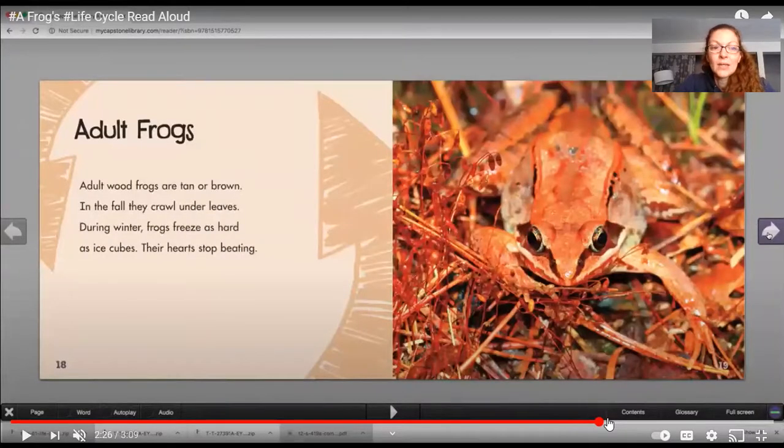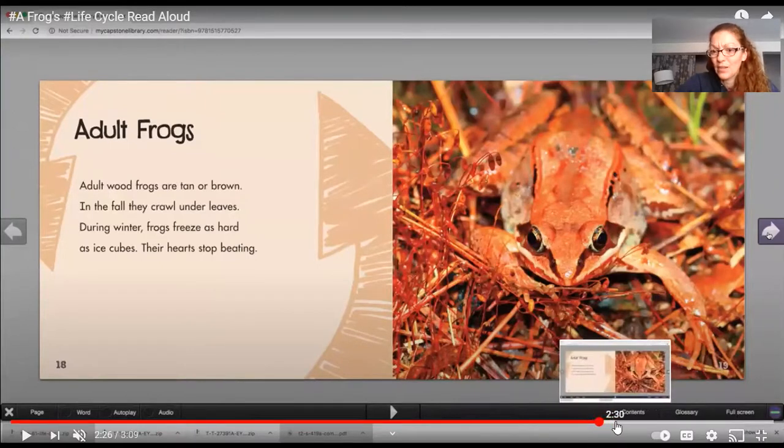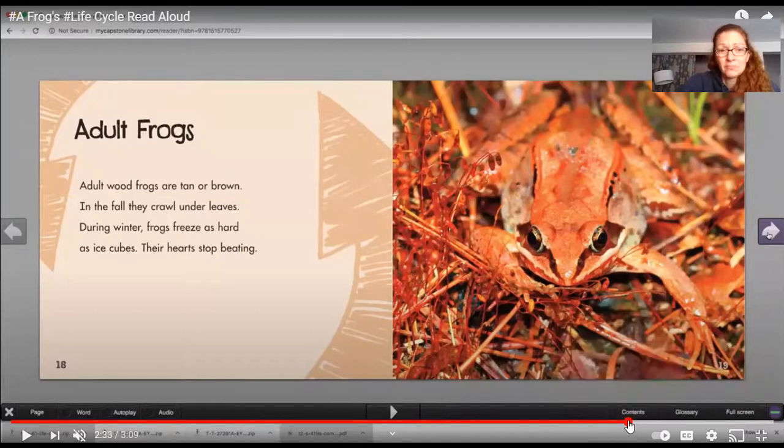Adult frogs. Adult wood frogs are tan or brown. In the fall, they crawl under leaves. During winter, frogs freeze as hard as ice cubes. Their hearts stop beating. Wow, that's a weird adaptation and behavior for the winter. Wow, I did not know wood frogs froze like ice cubes. I bet you that keeps them safe though.